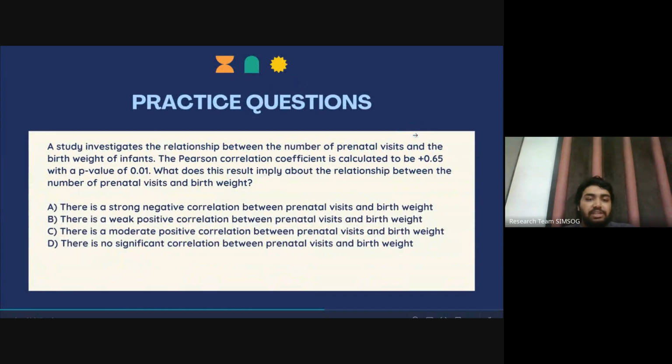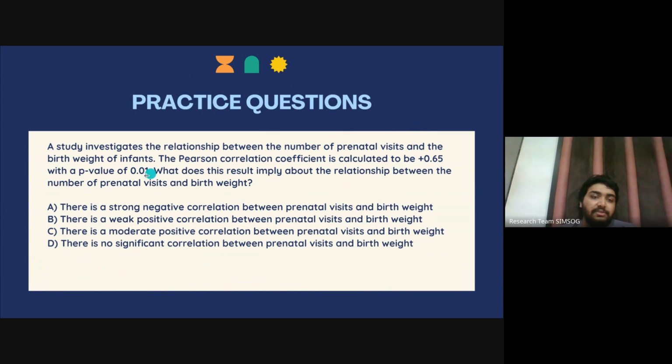Now coming to a few questions. A study investigates the relationship between the number of prenatal visits and birth weight of infants. The Pearson correlation coefficient is calculated to be 0.65 with a p-value of 0.01. So it's less than 0.05, right? So it is significant and it is positive, and it's 0.65. So what does this result imply about the relationship between the number of prenatal visits and birth weight?